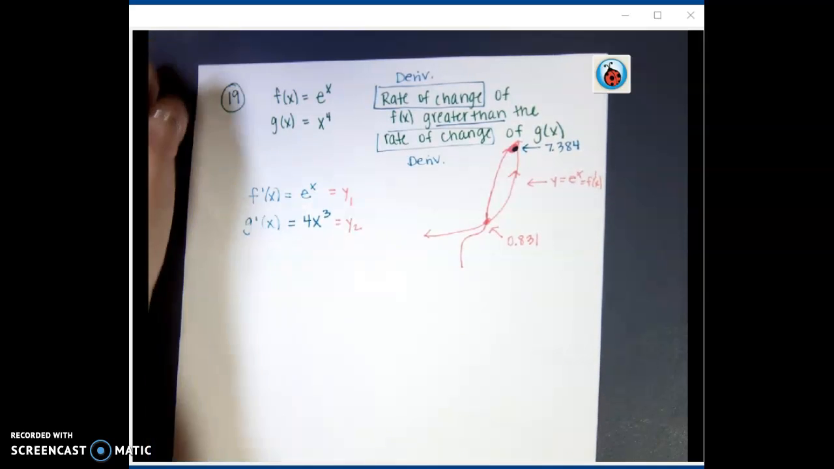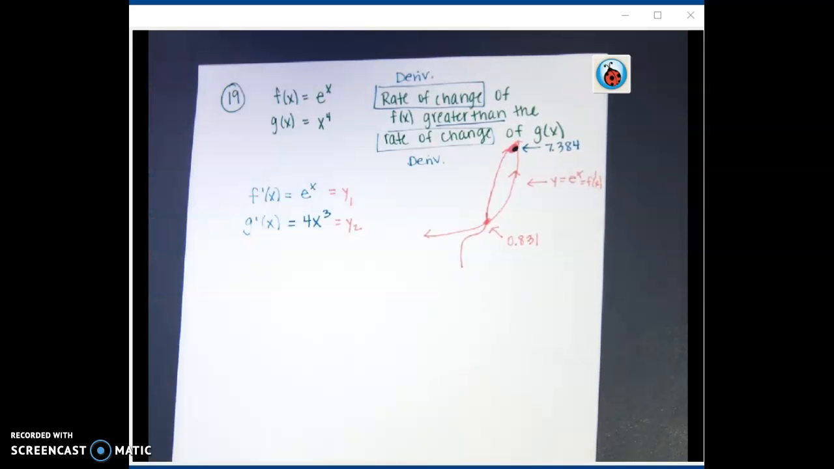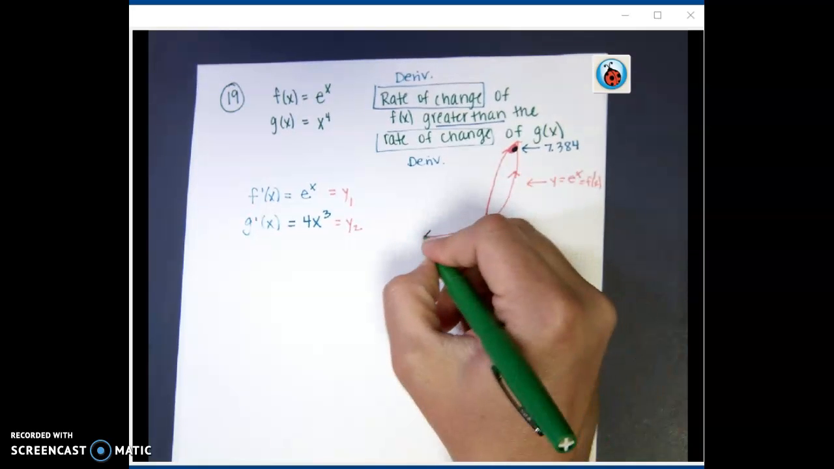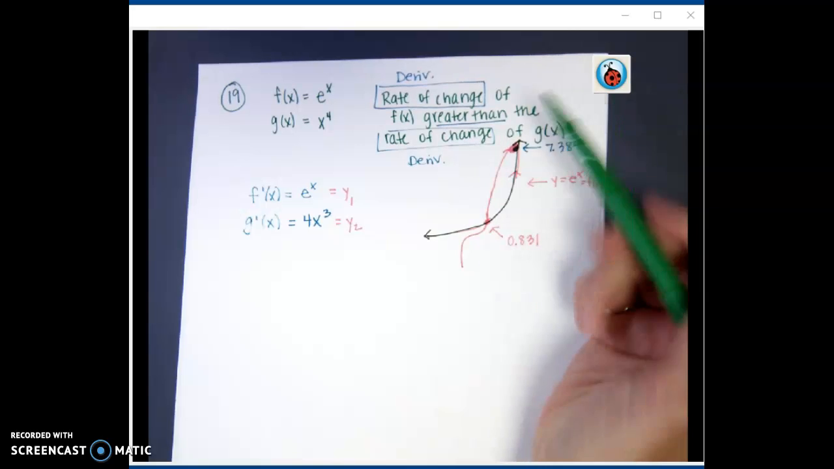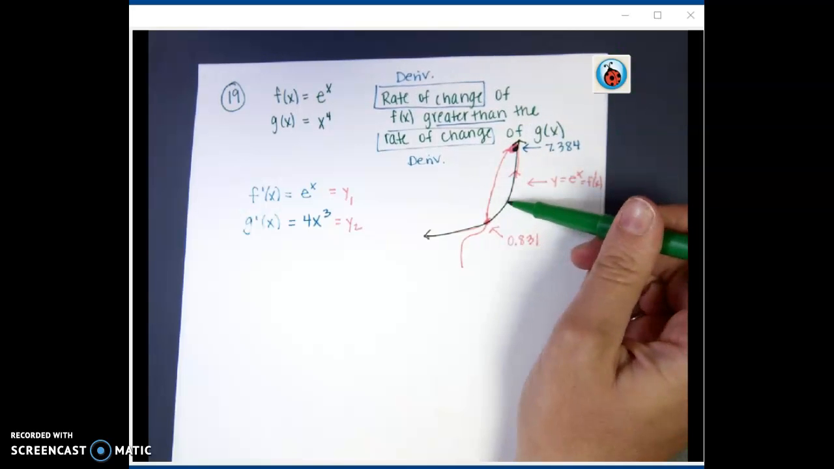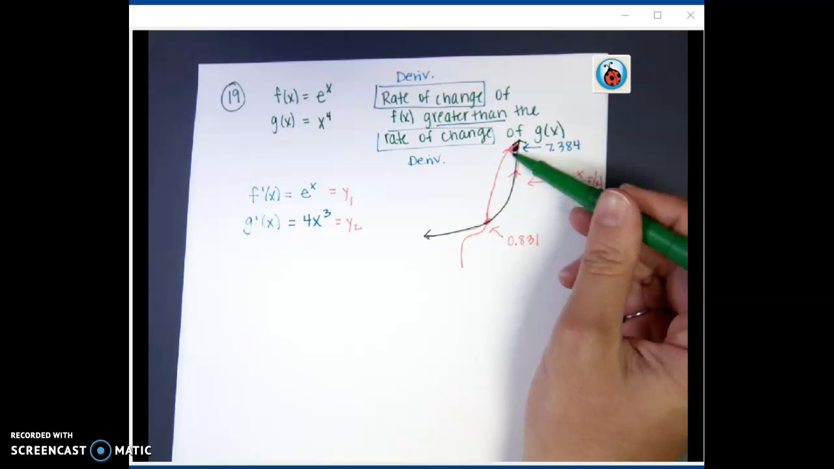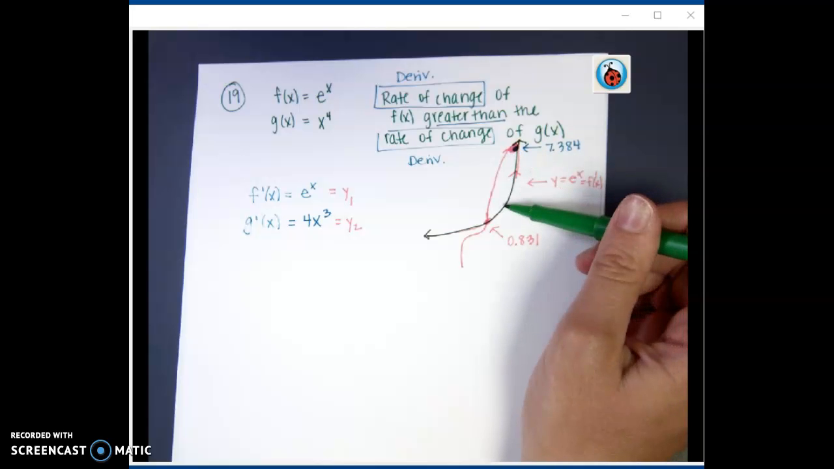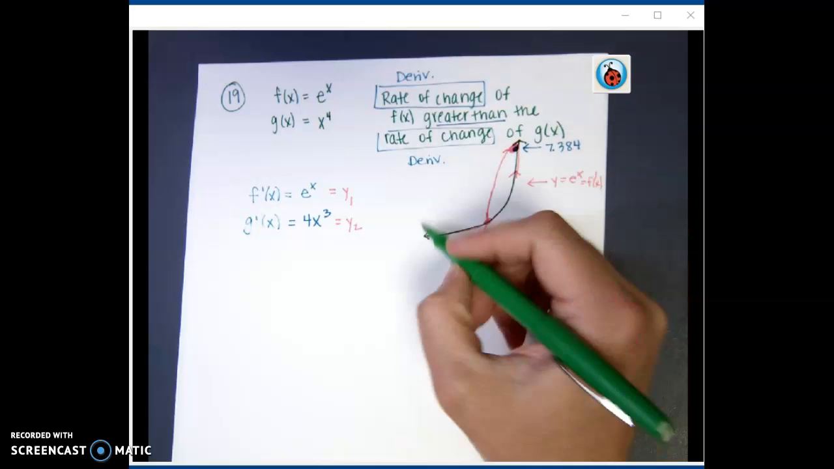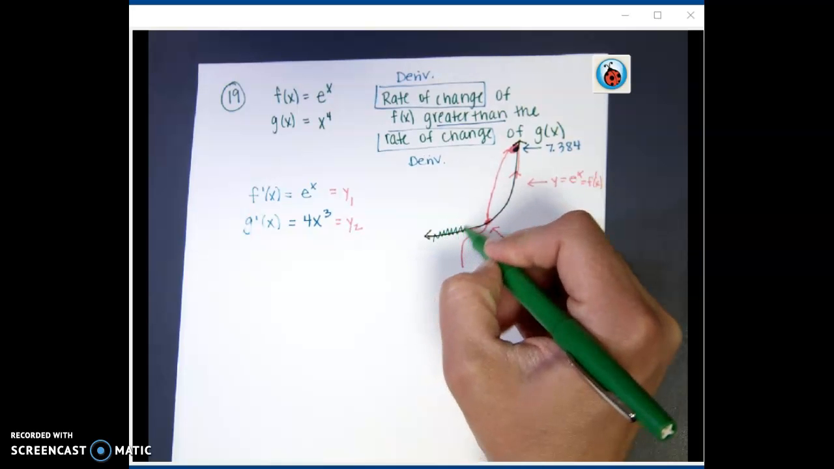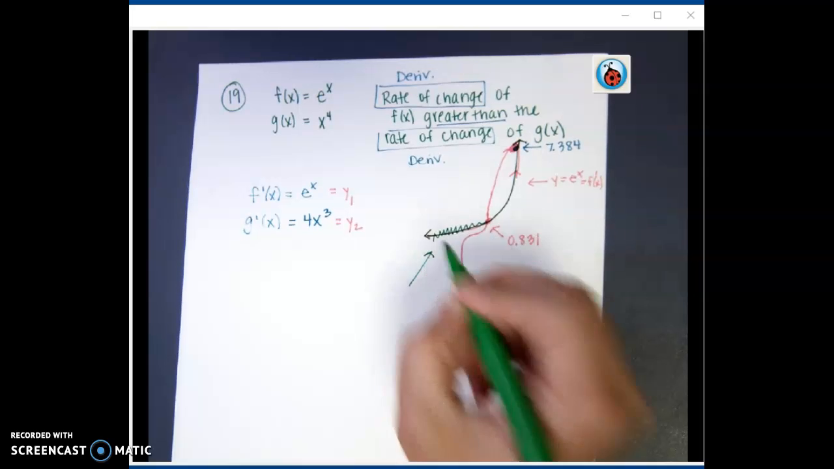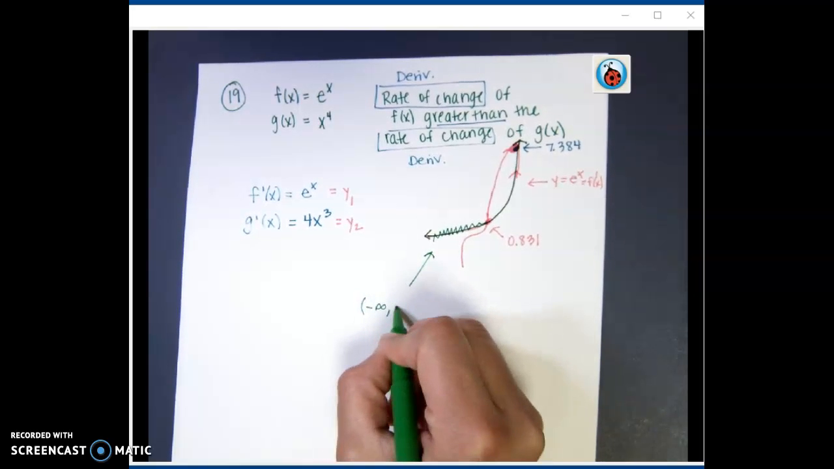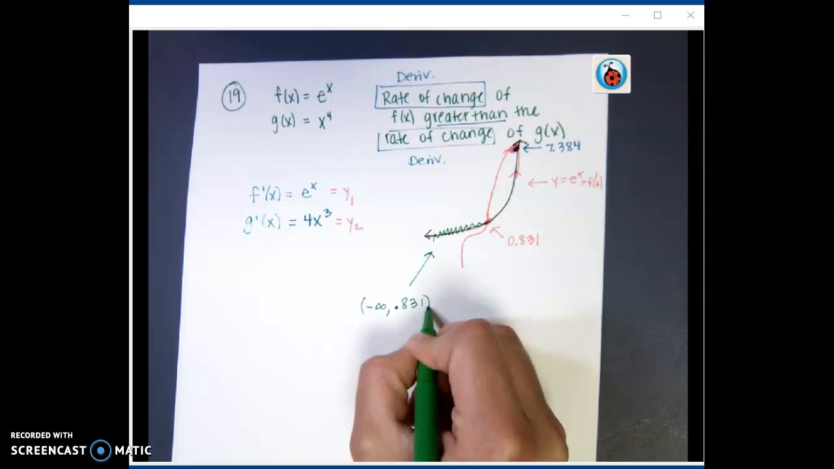So thinking about the graphs, this green graph right here was our derivative of f, and we're trying to figure out when this graph is greater than the derivative of g. So we're trying to figure out when this graph is on top. So this little section right here, the graph is on top of this graph, so it's greater. So that little part would be from negative infinity to that 0.831.